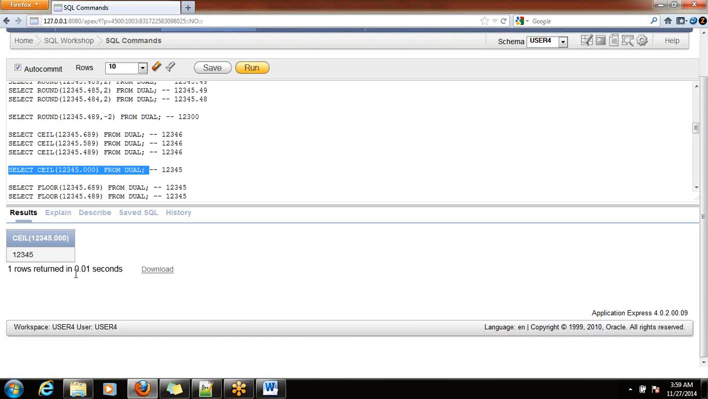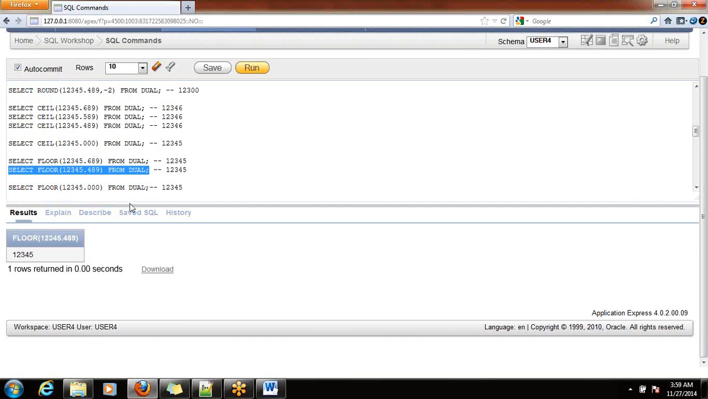Opposite to ceil we have floor also. Observe carefully. Yes, 1, 2, 3, 4, 5 it is giving, dot 689 is ignored. Always when we have the function floor, the decimal part is ignored. And here also you can see 1, 2, 3, 4, 5. Even though it is dot 5, greater than 5 or less than 5, it is just ignored.